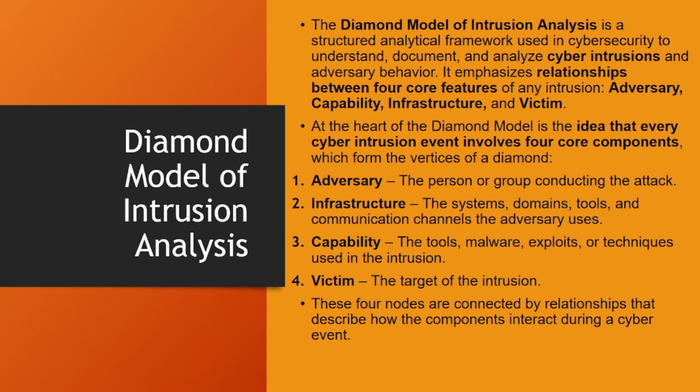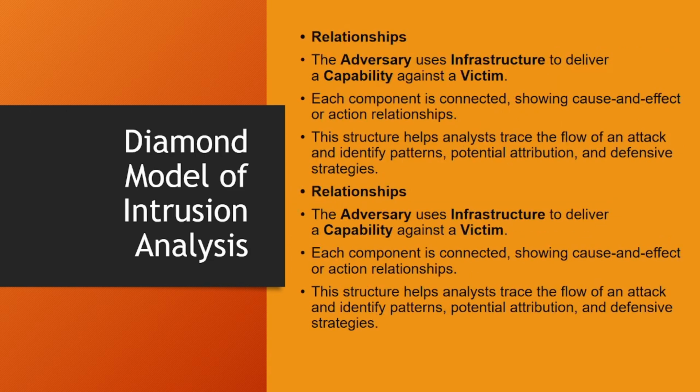At the heart of the Diamond Model is the idea that every cyber intrusion event involves four core components, which form the vertices of the diamond. So you have the adversary, the person or group conducting the attack; the infrastructure, the systems, domains, tools, and communication channels the adversary uses; the capability, the tools, malware, exploits, or techniques used in the intrusion; and the victim, the target of the intrusion. These four nodes, or the vertices of the diamond, are connected by relationships that describe how the components interact during a cyber event.